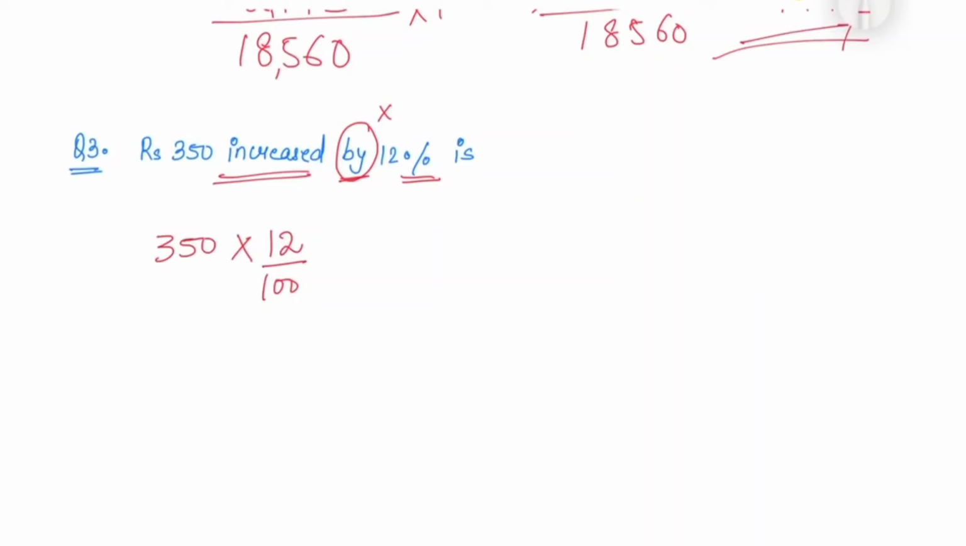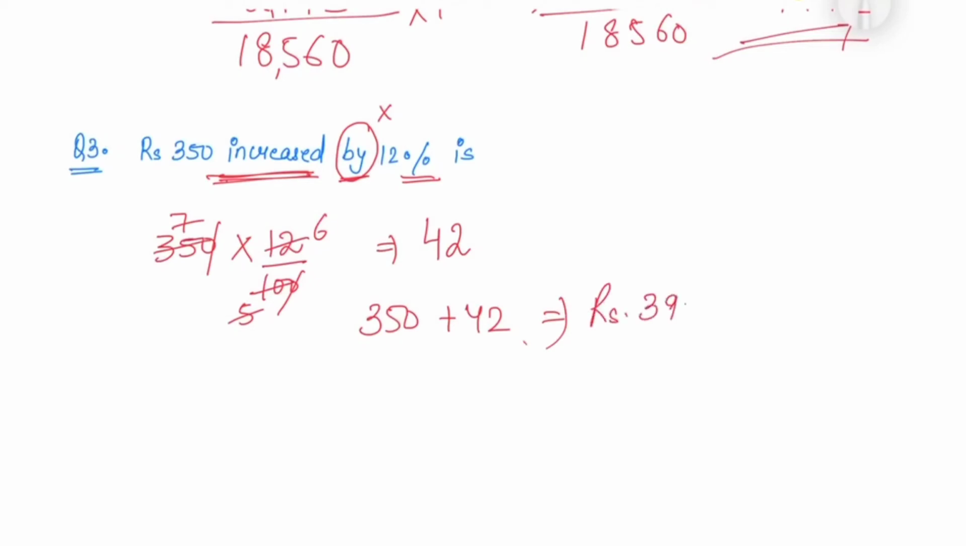So after calculation, when you calculate, 0 and 0 cancel, 2 times 6 is 12 and 2 times 5 is 10, again 5 times 7 is 35, so you will get the answer as 42. Now since it's saying increased, the value will be 350 plus 42, that is 392 rupees. Okay, so when it has increased, the value became 392 rupees.